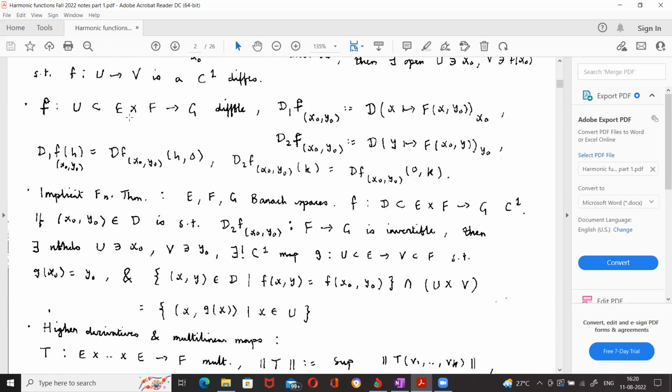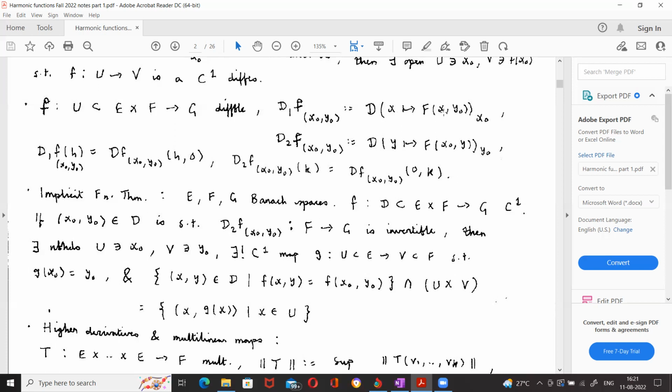So for such a map, I can define, so it's a function of two variables, one vector in E and another vector in F. So I can define partial derivatives with respect to the two variables in E and F, right? So the first partial derivative, d1f at a point x0, y0, is defined to be the following. I fix y equal to y0, and I consider capital F as just a function of x. So I have a function x goes to f of x comma y0. This is a map from E to G. So I look at the derivative of this map at the point x0. That will be a linear map from E to G.